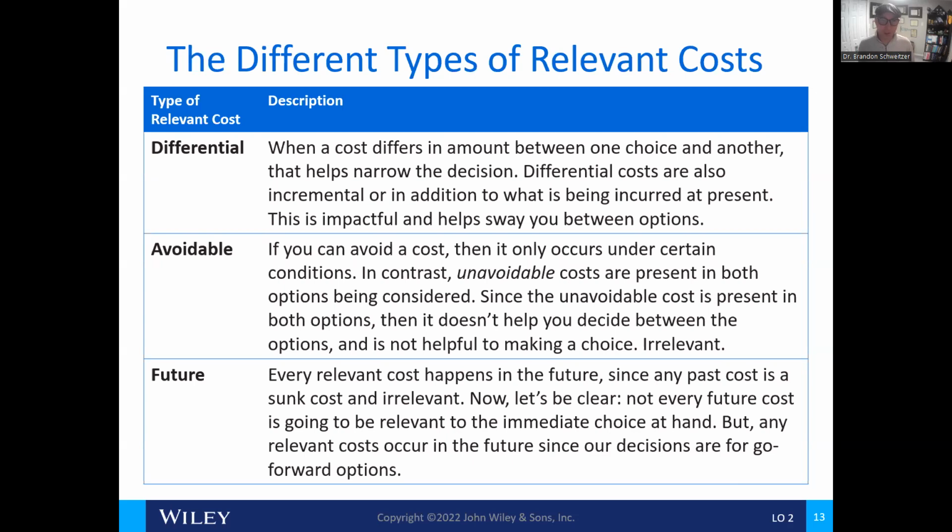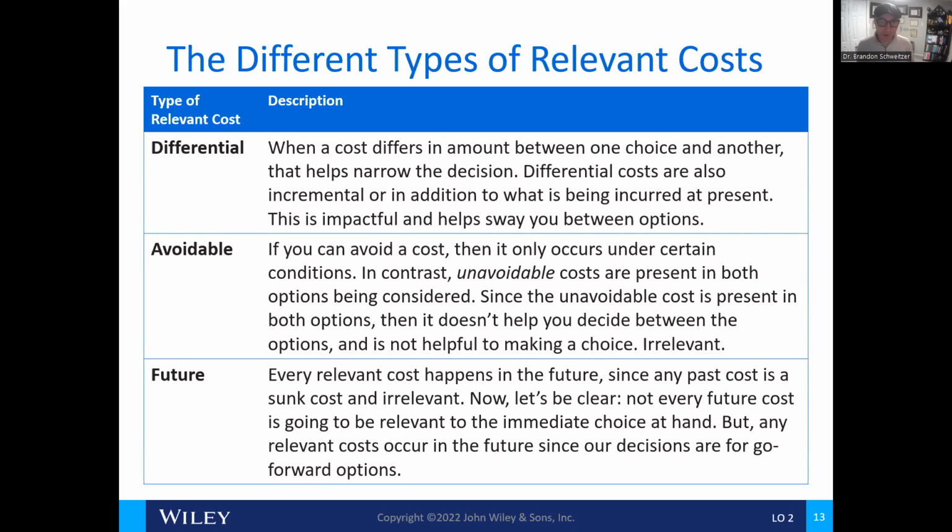Avoidable costs are costs that we try to avoid, right? Unavoidable costs are present in both options being considered. Since our unavoidable cost is the present cost in both options, that doesn't help us to decide between two options. It is not helpful in the decision-making process. Therefore, unavoidable costs are irrelevant.